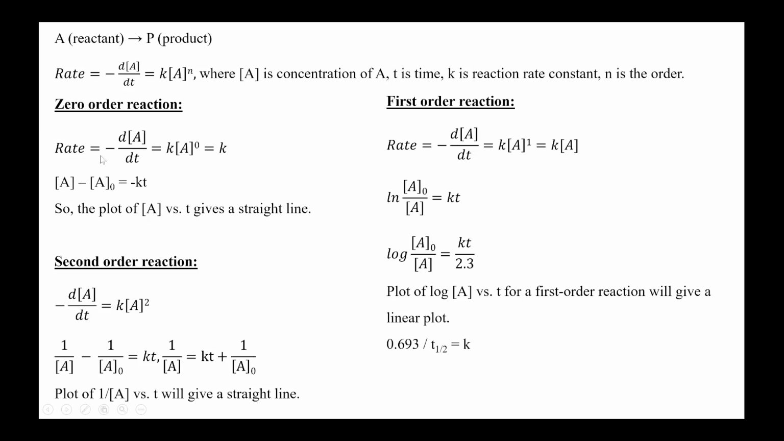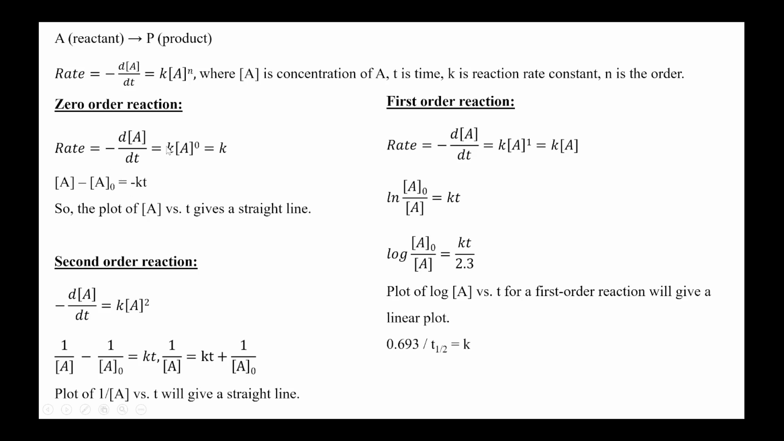So what do we mean by order of reaction? Let's say it's a zero order reaction. That means the value of N will be zero here. So the rate will be K A to the power of 0, and you know anything to the power of 0 is equal to 1. So rate will be equal to K. Now, if you integrate the equation on both sides, you will get this: the final concentration of the reactant minus the initial concentration of reactant will be equal to minus Kt, where t is the time taken for the reaction to occur.